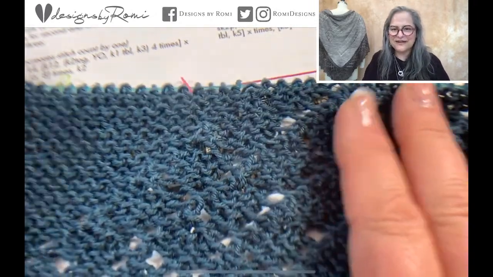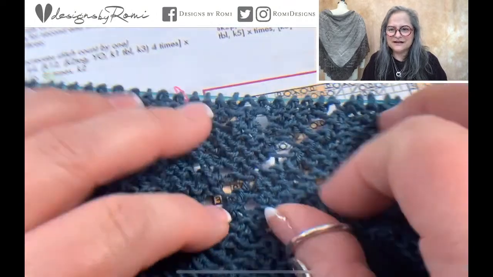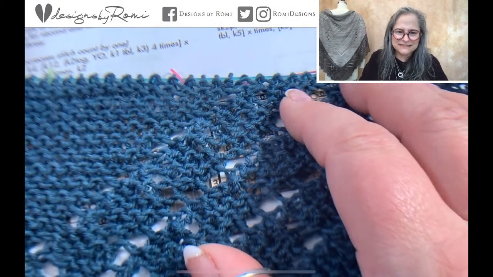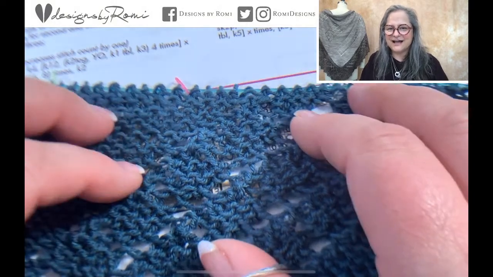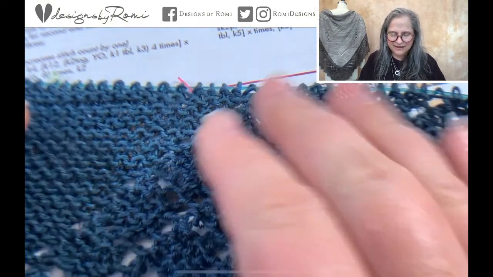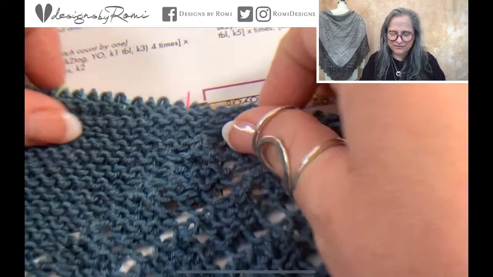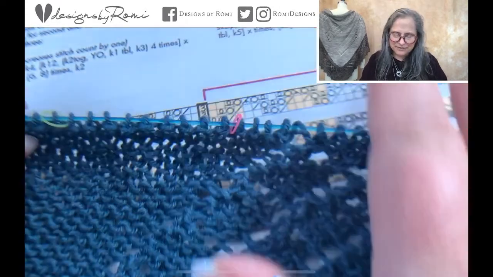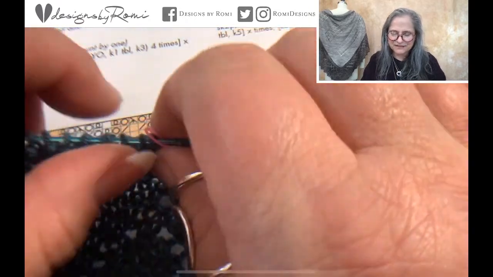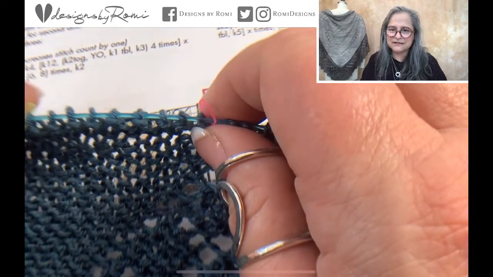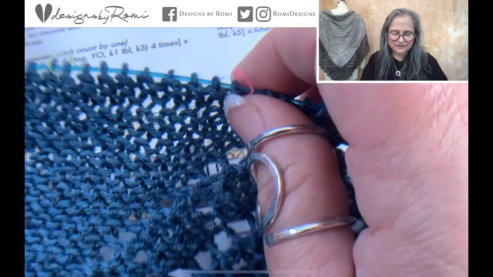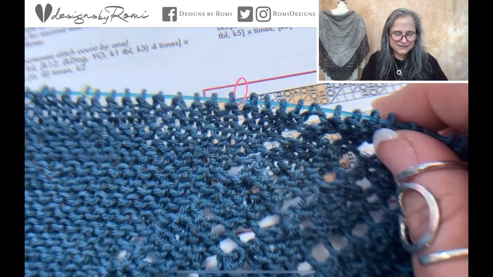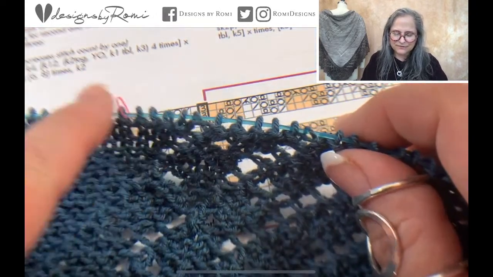Okay, so lifelines. Lifelines are to help so that you don't make mistakes, or when you do make mistakes, you can just rip back and you'll have something right through the middle of all of your stitches, and you'll be able to just rip back to your waste yarn that's across here, and you'll be fine. You'll be able to stick your stitches back on the needles.